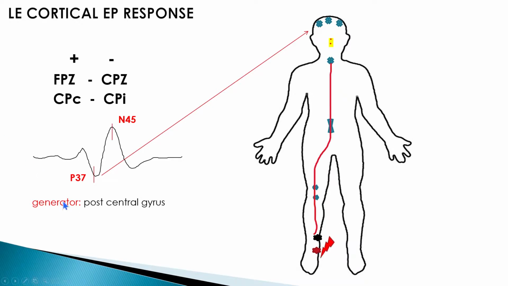The generator of the P37 or the cortical response is the postcentral gyrus or the sensory strip, stimulating at the ankle, through the popliteal fossa, lumbar potential, up through the brainstem, out to the cortex. It's generated anywhere midline or CPZ to CPI or ipsilateral to stimulation cortex.